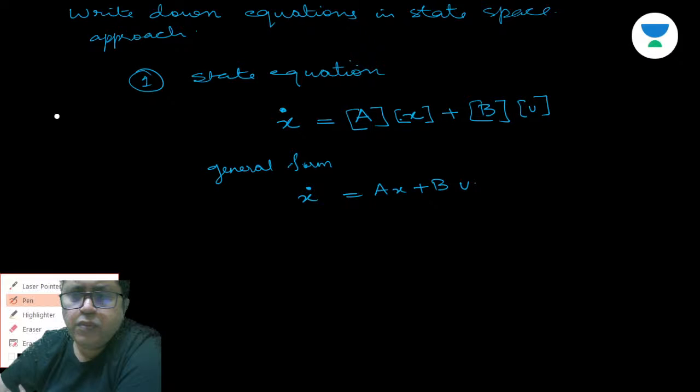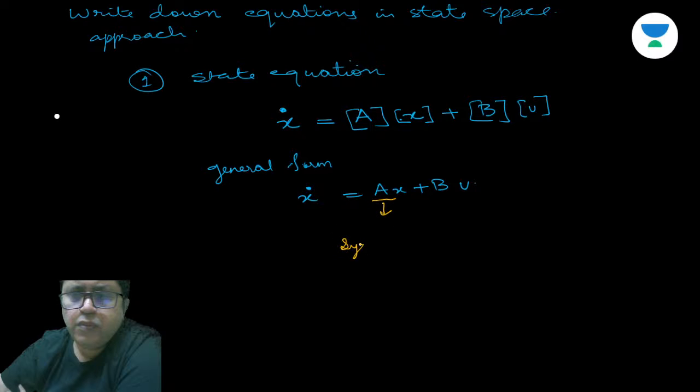Where A is called the system matrix, B is called the input matrix.